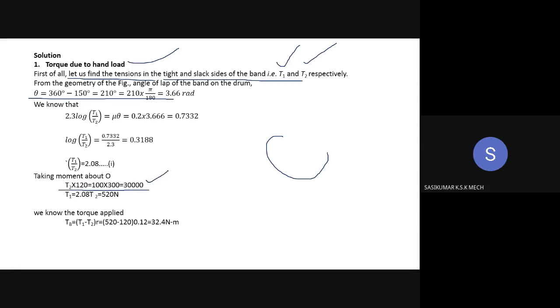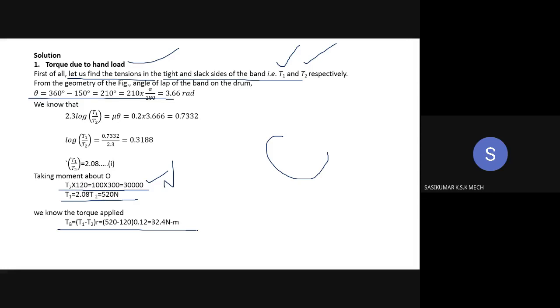So now T2 will be this one. T2 equal to 30,000 Newton. Similarly, on substituting in equation 1, T1 is 520 Newton. So from this you can see that T2 has a larger tension than T1.